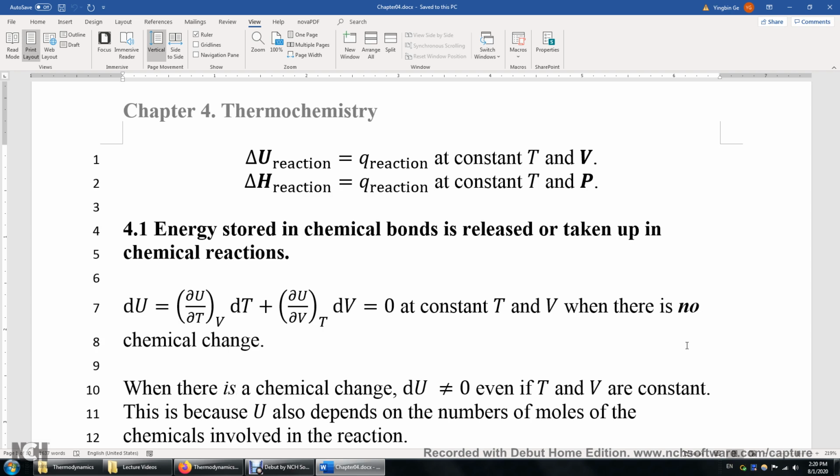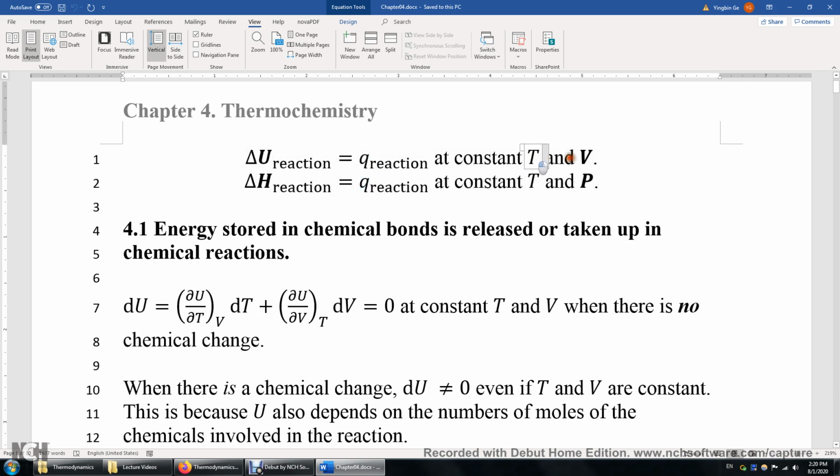So first, I want to talk about these two equations. They are very confusing because in the first equation, you see Q is equal to delta U. In the second equation, Q is equal to delta H. And we know H and U are different. H is equal to U plus PV. How can these two equations be all correct?